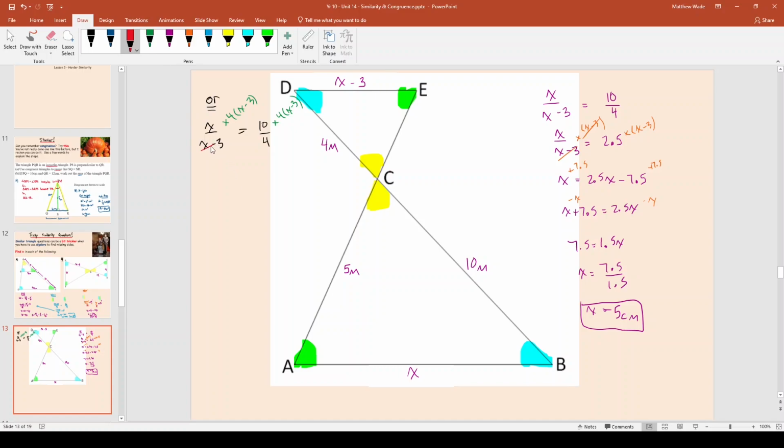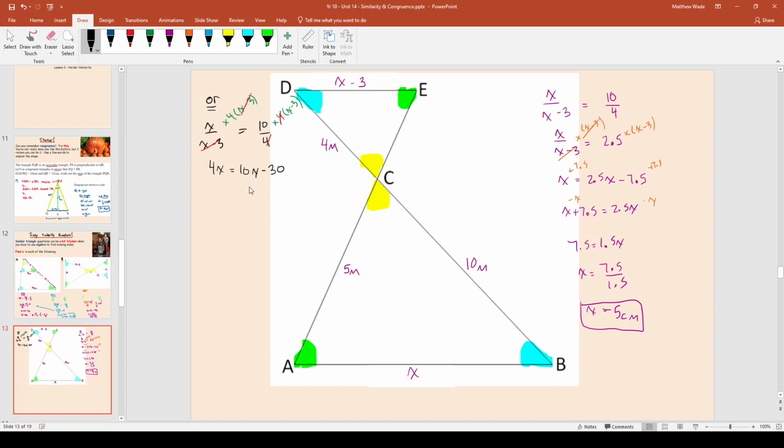Now what's going on? Well, you can cancel. Whoosh, whoosh. And the same deal here. You can cancel too. Whoosh, whoosh. The 4s are gone. Okay, so there you go. Now here's what we've got then. On the left-hand side, you're just going to be left with x times 4, which is 4x. Oh, this way is so much tidier. On this side here, we're going to get 10 times x, which is 10x. And you're going to get 10 times minus 3, which is minus 30.